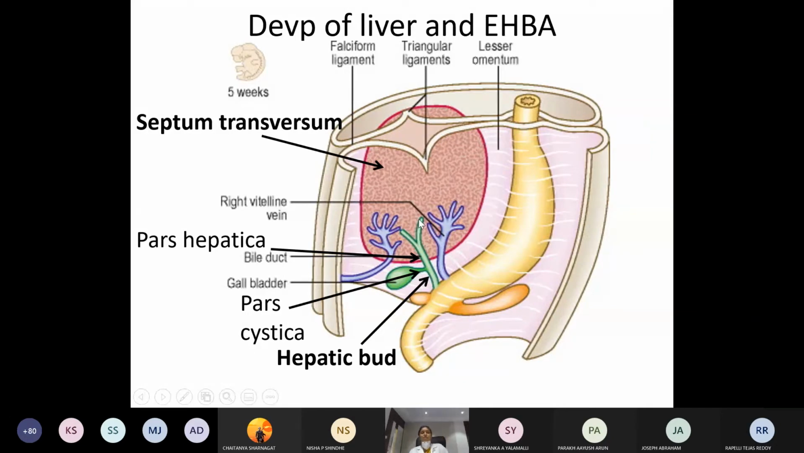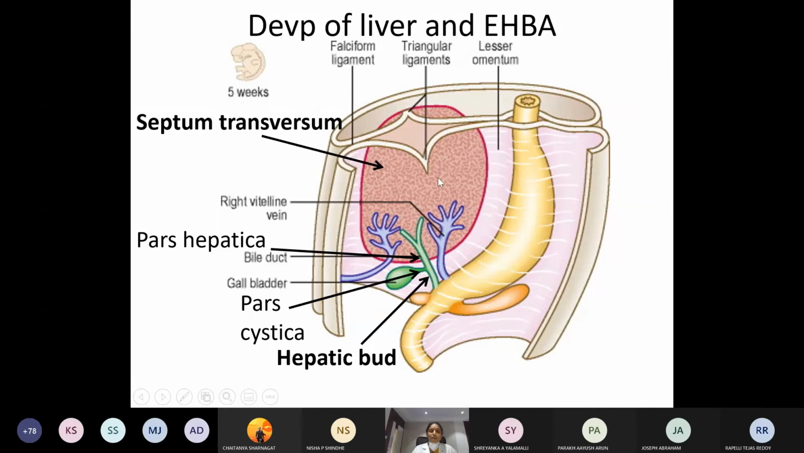Clear? Parenchyma means the cells mainly there. Which cells? Hepatic cells. Other cells are also there: Kupffer cells, sinusoids. They are all developed from the pars hepatica. Then what is the role of the septum transversum here? Whatever stroma or connective tissue of the liver is there is developed from the septum transversum. So parenchyma from the pars hepatica, whereas the stroma from the septum transversum.